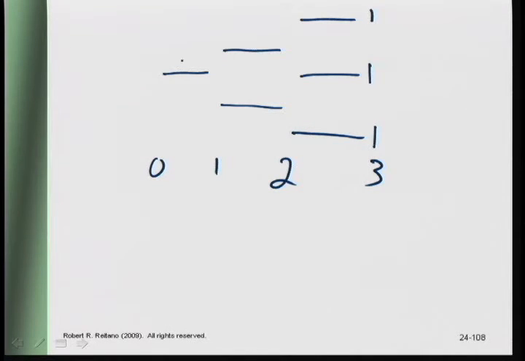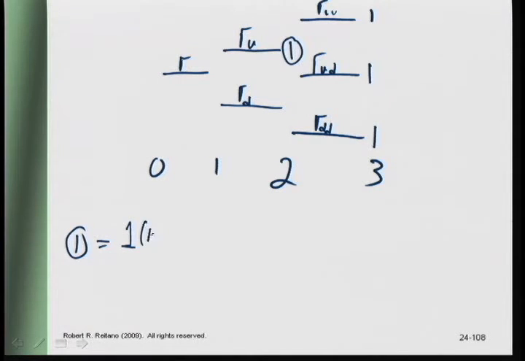And so I have, let's call this R, R_D, R_U, R_UU, R_UD, R_DD. So what we can do is, let's calculate 1 to show the procedure. So 1 is equal to an expected present value. So I take $1 times (1 plus R_UU) to the minus 1 times P, which is a half, plus 1 times (1 plus R_UD) to the minus 1 times 1 minus P, which is also a half.